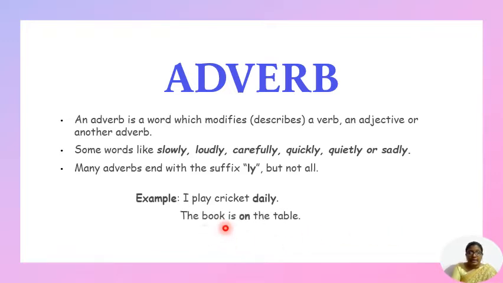Yes. The book is on the table. So where is the book? The book is on the table. So on is the adverb. And if we see here, we don't have ly as suffix. So adverbs also come without suffix. Okay.